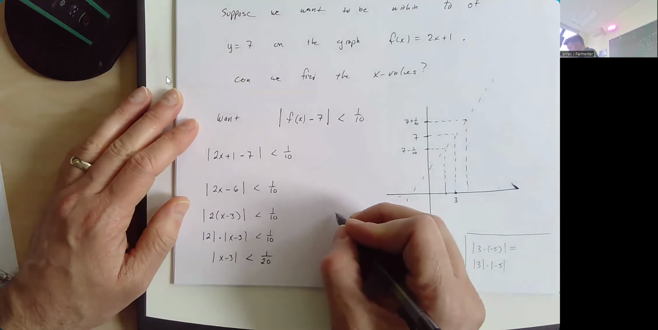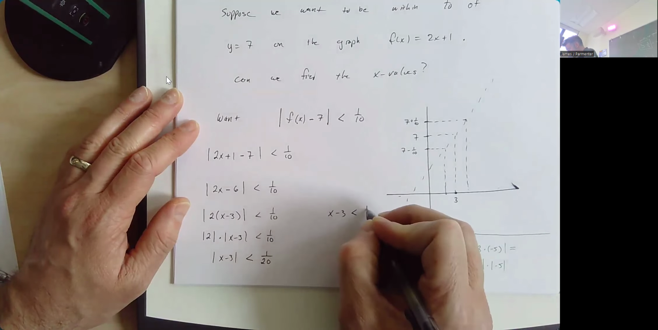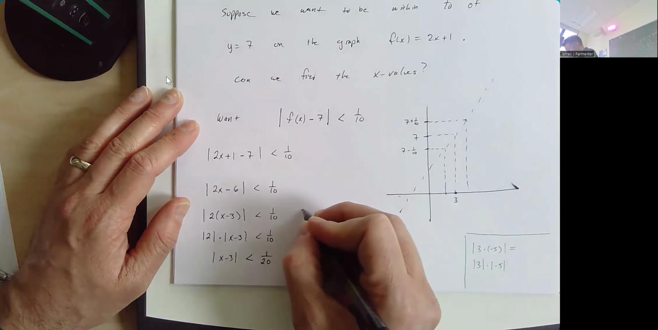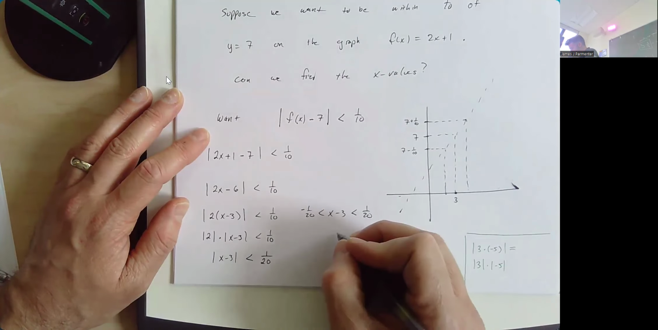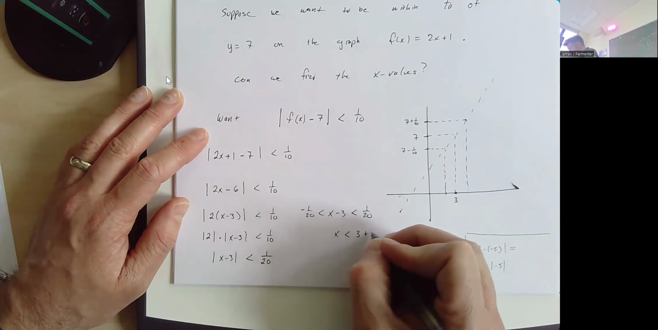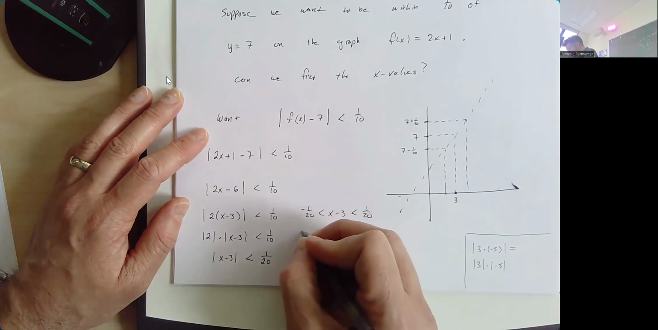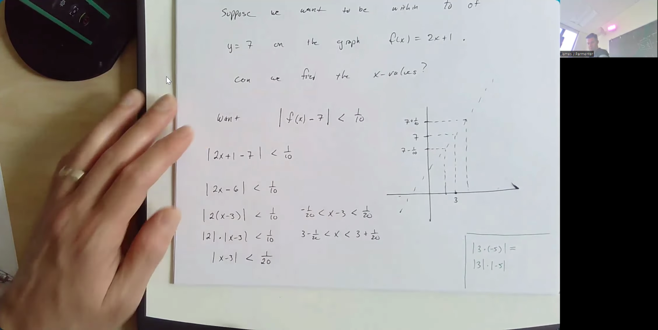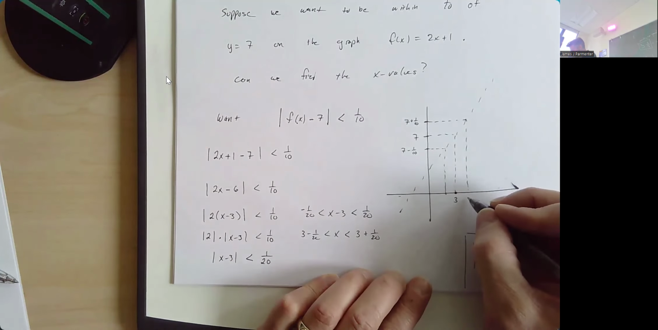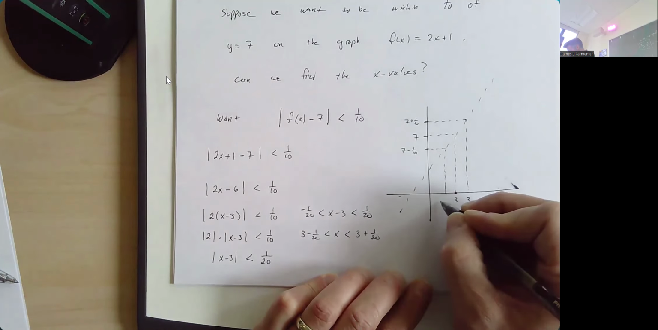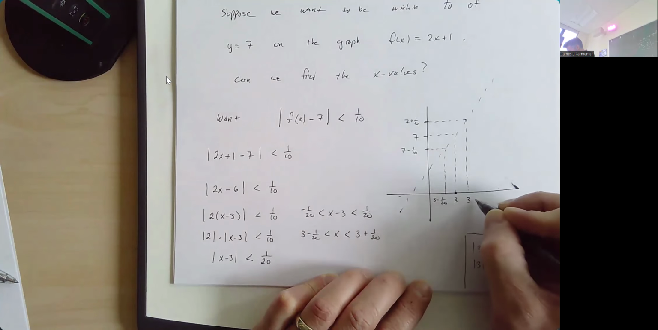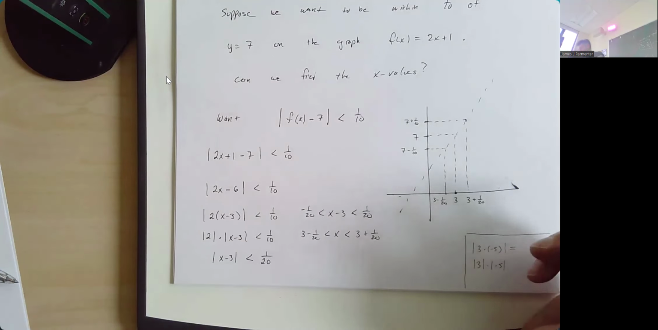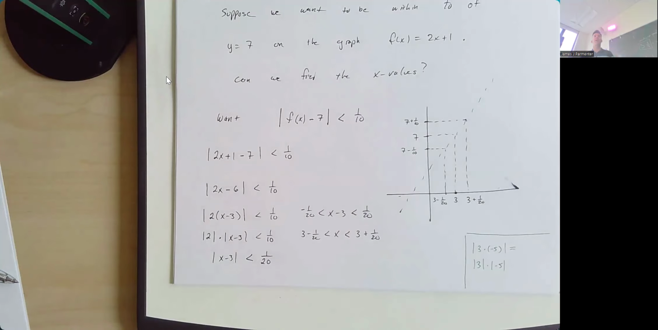So I need x minus 3 to be less than 1/20, bigger than -1/20. So x needs to be between 3 minus 1/20 and 3 plus 1/20. So that's the interval I need to be in. And the thing we really care about here is how far away from the middle, from 3, are we? Well, on either side, we have to be within 1/20th.